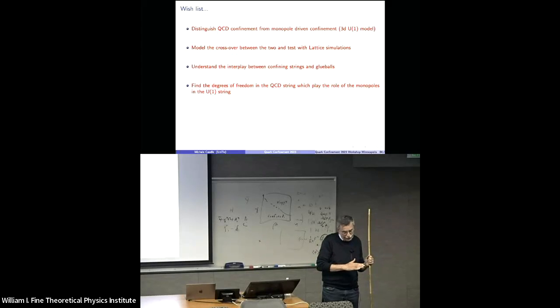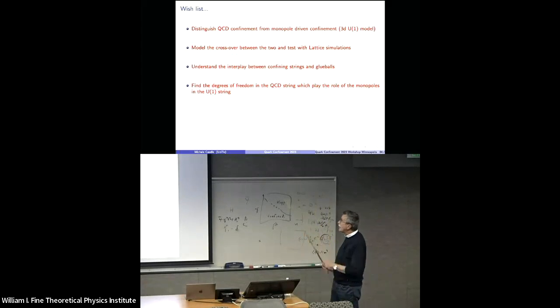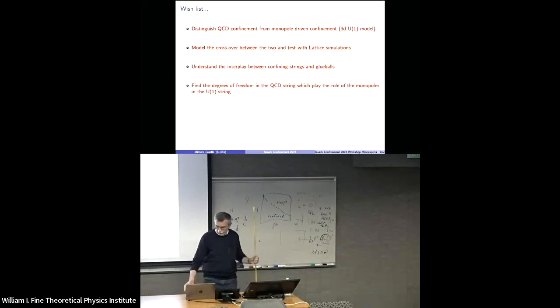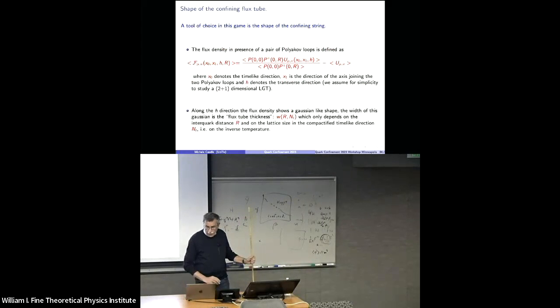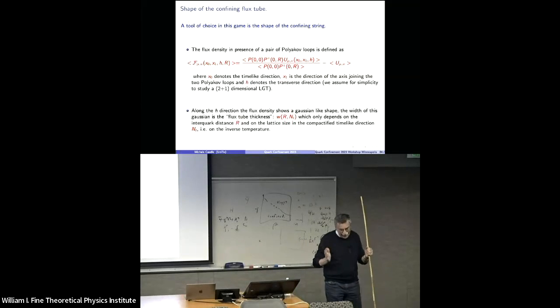So the degrees of freedom which play the same role which is played by monopoles in the U1 string. In the following, I will describe this U1 string as the rigid string, because this is the typical name which in the lattice community is used for this effective string.